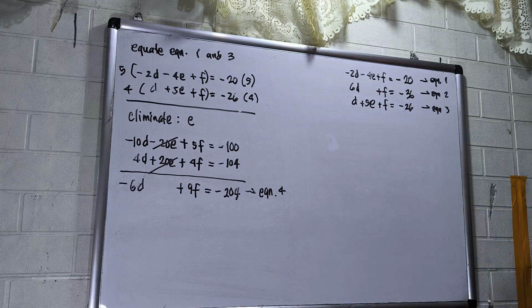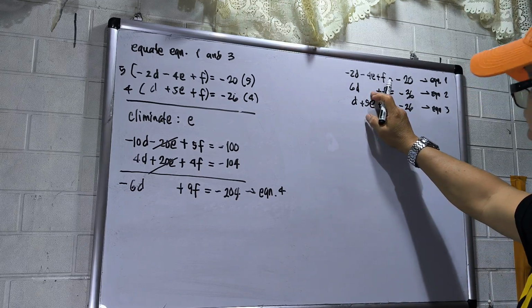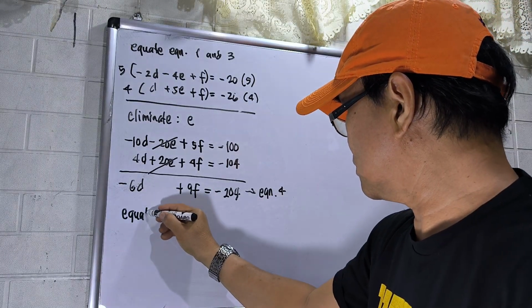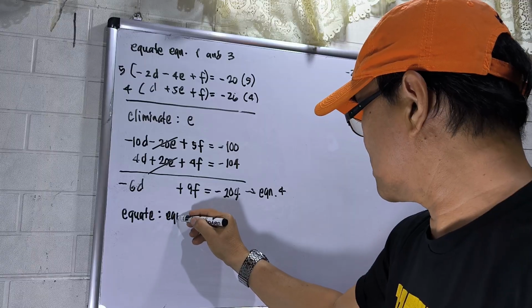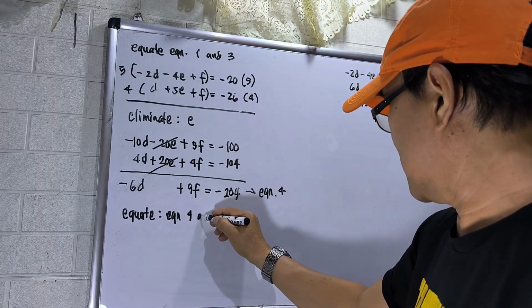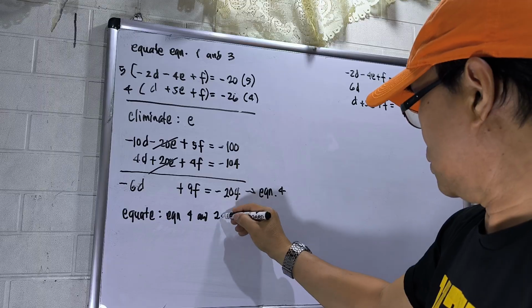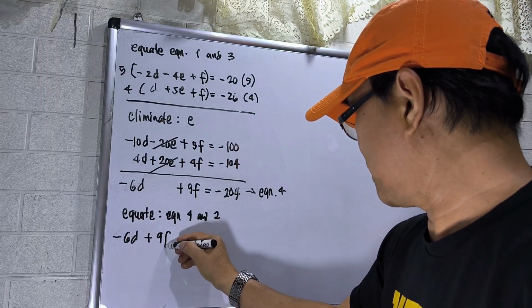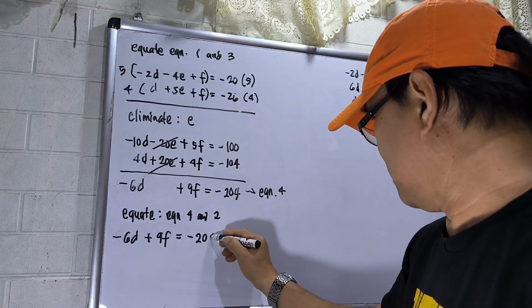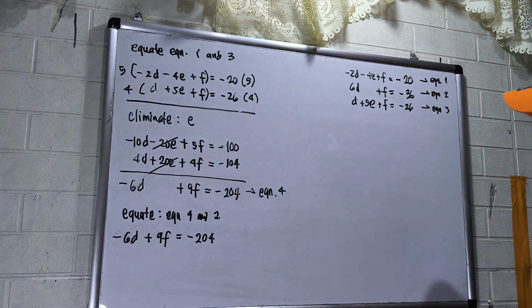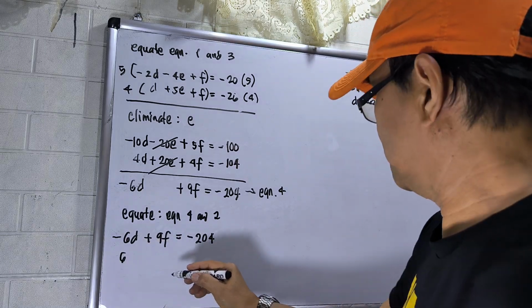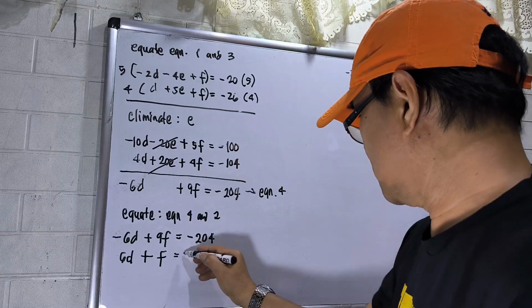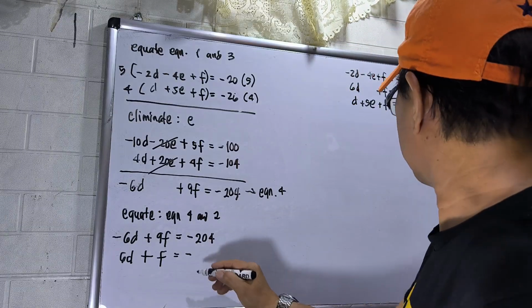Equation 4 and equation 2. There is no e in equation 2, and there is no e in equation 4. So equate equation 4 and 2. Equation 4 is negative 6d plus 9f equals negative 204. Then equation 2 is 6d plus f equals negative 36. Okay.